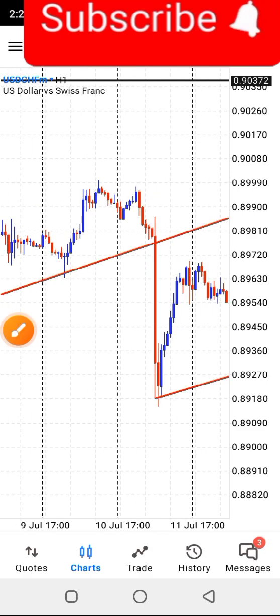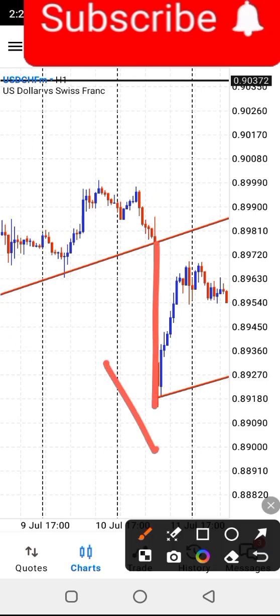You can see once price broke, it just kept going because it needs momentum to actually break a trend line that gives a lot of big pushes, like what you've seen. All right, hope it's making sense. All right, so let me show you the second example.